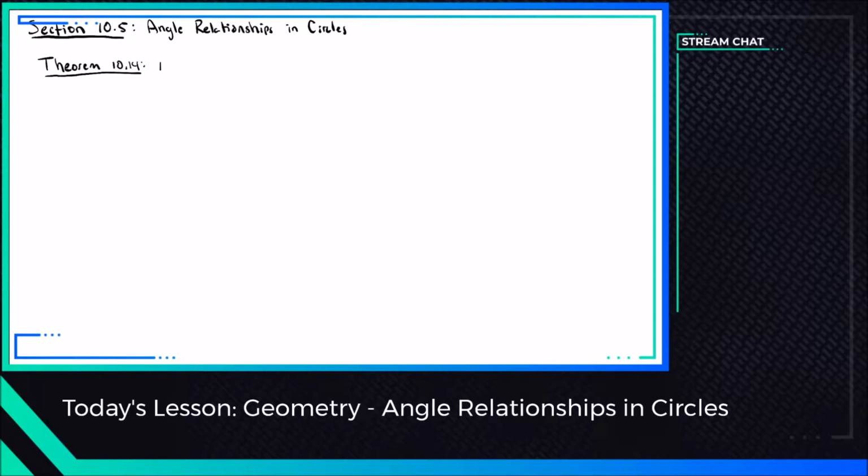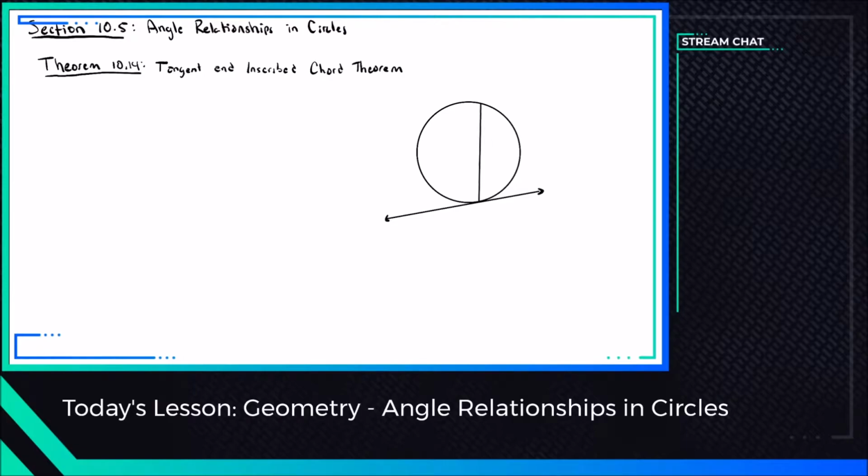But anyways, this is the tangent and inscribed chord theorem. If we draw a circle here, and say we also have a tangent going through that circle, a tangent intersects at one point. And at that point where it intersects, we're going to have a chord that intersects too.